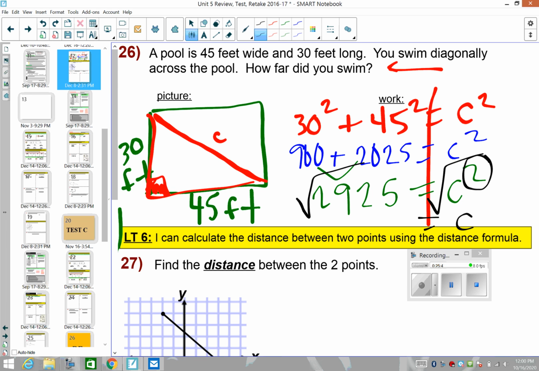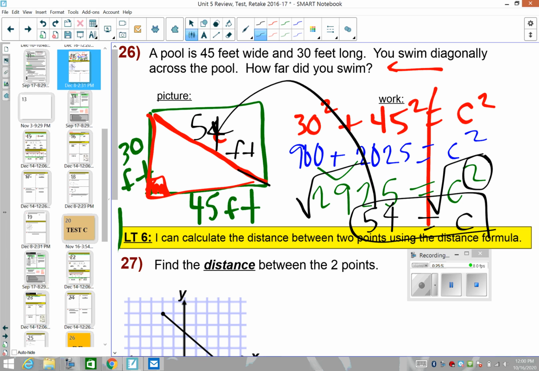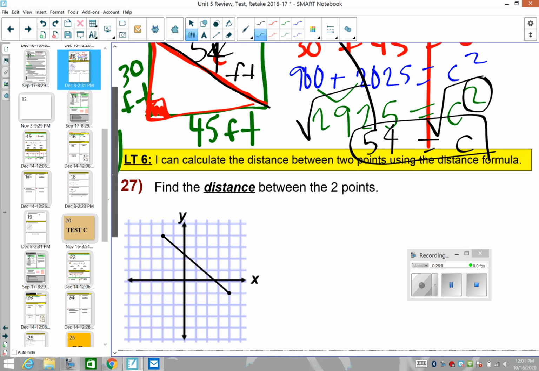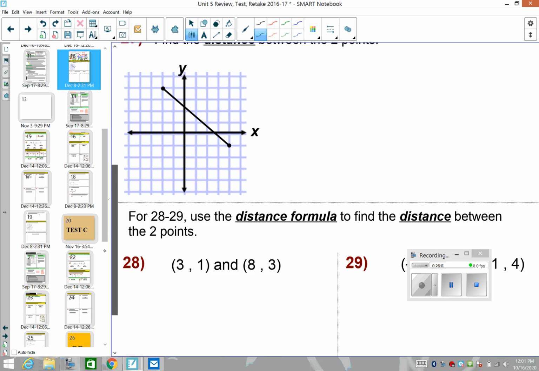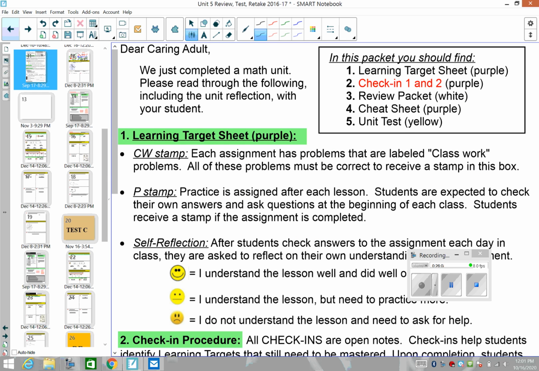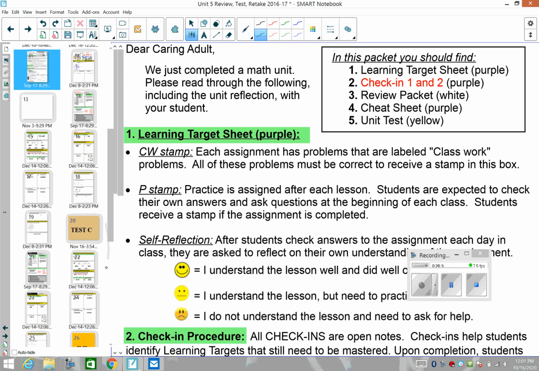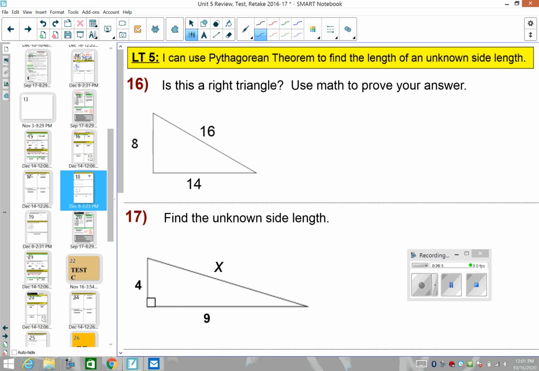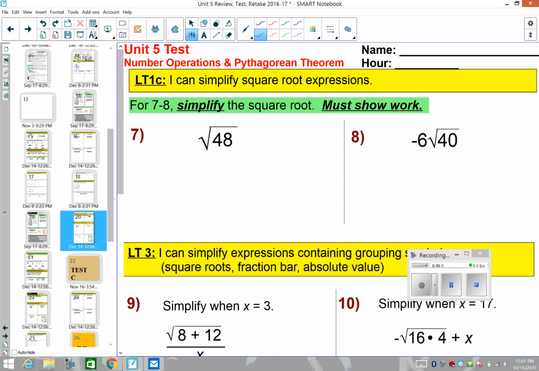I am going to just round to the nearest whole number for now because it doesn't say anyway. So around 54. So the c length is approximately 54, and the units on that would be feet. That is the distance in which you swam diagonally across the pool. So there's the learning target of the Pythagorean theorem. I'm going to pause the video for something and check for a sec.